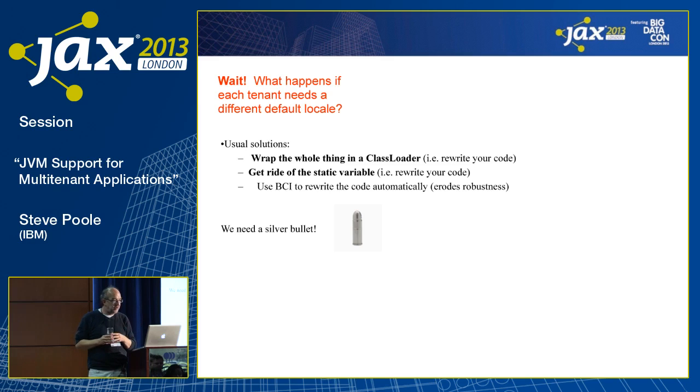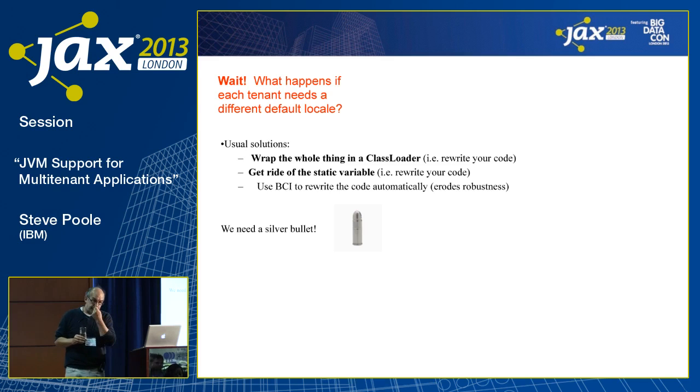So we have some usual solutions. You've probably seen, you may have tried some of these yourself. You can wrap the whole application up in a class loader and it will be completely separate, but you've got to do some code changes yourself. You could go through and fix all the static variables, but again, that would be asking you to change your code. Some people have even suggested that you could go off and do BCI. So when classes get loaded, you can start fiddling with them dynamically and rewriting stuff like this, which is possible, but probably not as robust or diagnosable as you might want, especially if it doesn't do exactly what you expect.